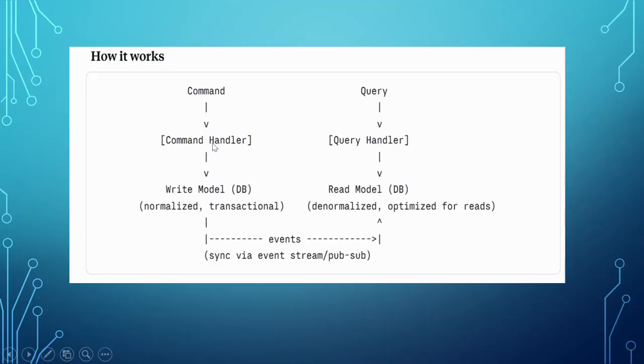When the command comes, the command handler will write to the DB, which could be transactional or normalized. On the query side, the query handler will handle it, and it will use a read model DB, optimized for reads. And how do we sync between both? We can use streams like PubSub. Once the write happens, it will notify the handlers.